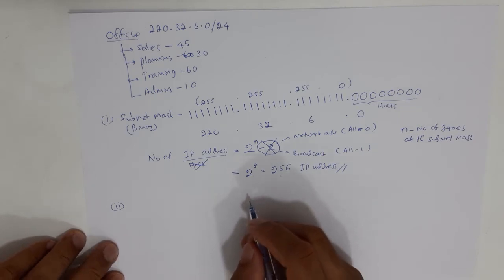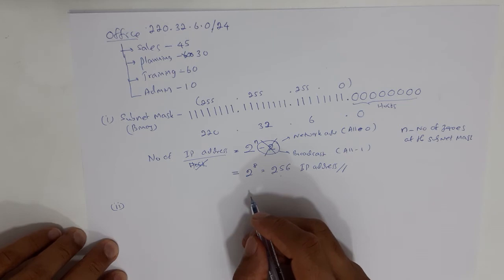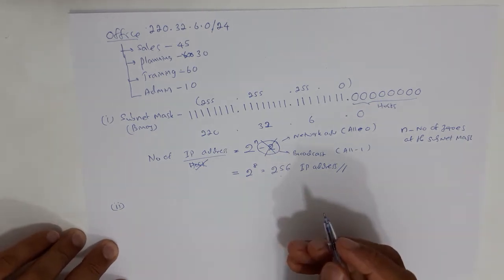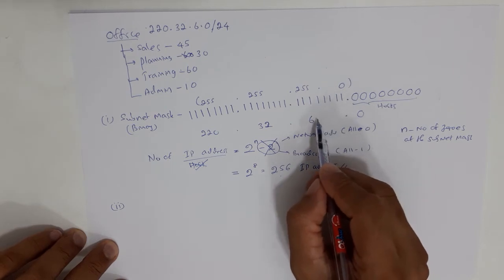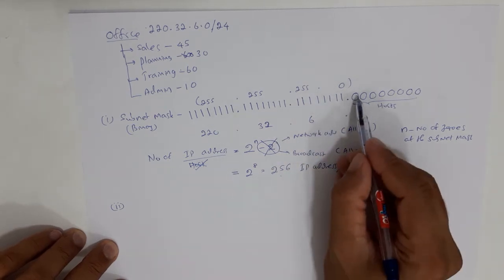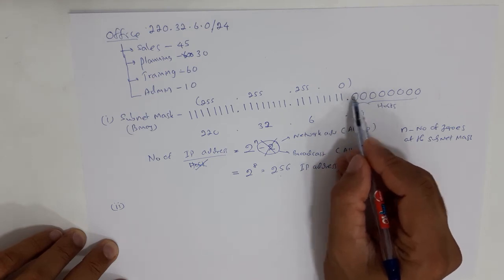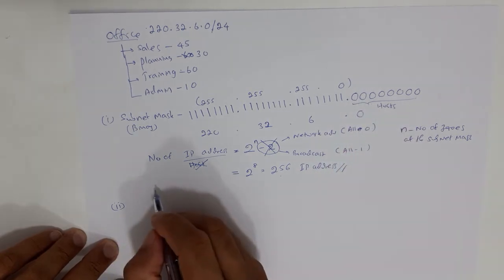It says indicate the network IP address, first and last IP address, and the subnet mask for each branch after subnetting. So now we have to consider the subnetting. In order to consider the subnetting, we have to add subnet bits into the default subnet mask, into the subnet mask that we have prepared. So how do we go for the subnetting?